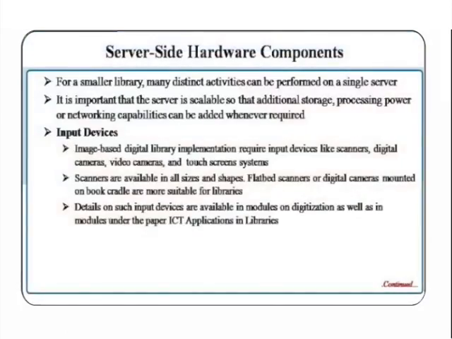An image-based digital library implementation requires input devices like scanners, digital cameras, video cameras, and touchscreen systems. Scanners are available in all sizes and shapes. Flatbed scanners or digital cameras mounted on a book cradle are more suitable for libraries. Details on such input devices are available in the modules on digitization as well as in the module under the paper ICT applications in libraries.